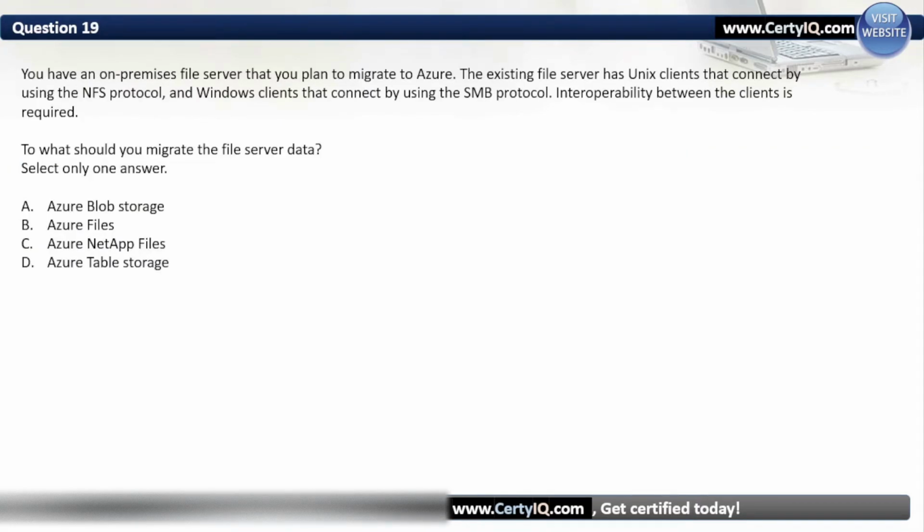Question 19. You have an on-premises file server that you plan to migrate to Azure. The existing file server has Unix clients that connect by using the NFS protocol and Windows clients that connect by using the SMB protocol. Interoperability between the clients is required. To what should you migrate the file server data? Select only one answer.